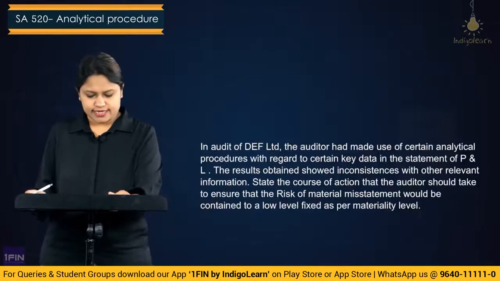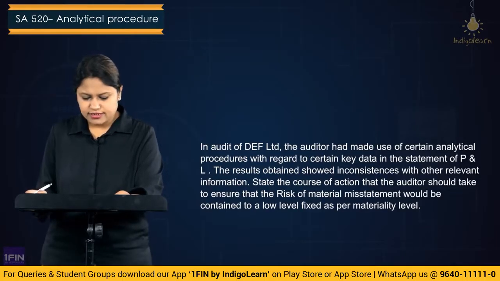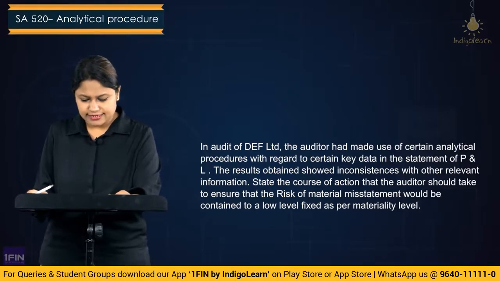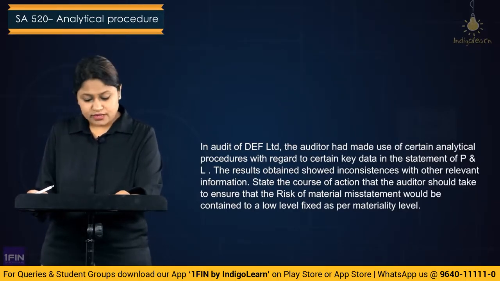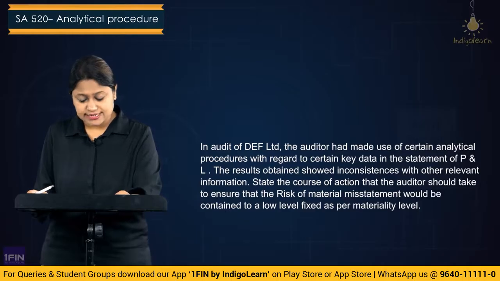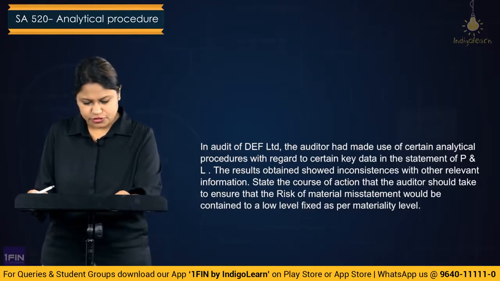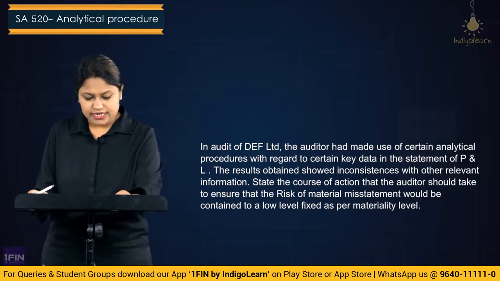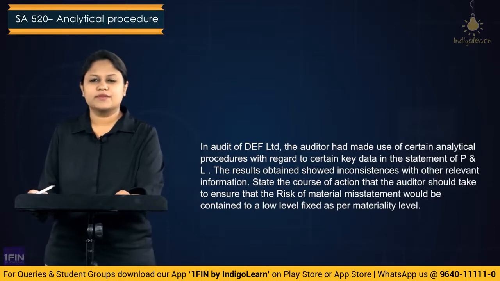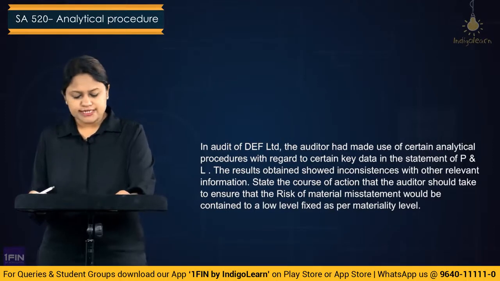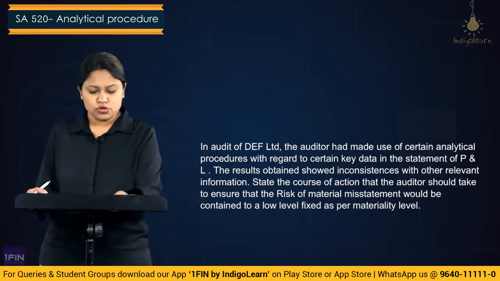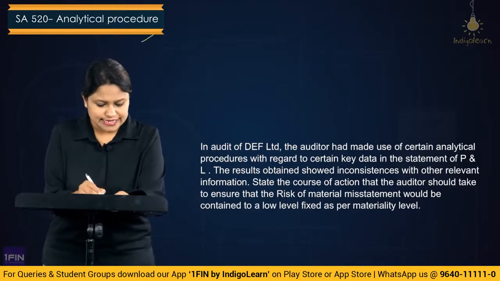The next question that we take up is: in case of DEF Limited, the auditor had made use of certain analytical procedures with regard to certain key data in the statement of P&L. The results obtained showed inconsistencies with other relevant information. State the course of action that the auditor would take to ensure that the risk of material misstatement would be contained to a low level, as per the materiality level. So, a very simple question. This is with respect to what we studied as a part of investigating.